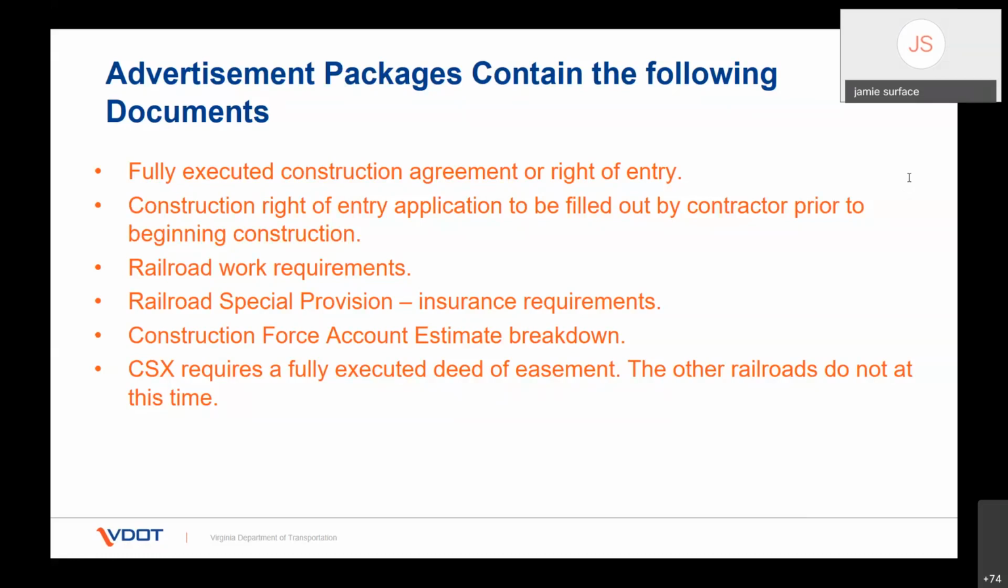The next thing that goes in there is the construction force account estimate breakdown. What that does is that gives the construction team an idea of how much time is expected to be spent on railroad right of way, whether they need a flagger or when they need a watch person to be overseeing the work. It also gives the breakdown as far as the railroad inspections go.